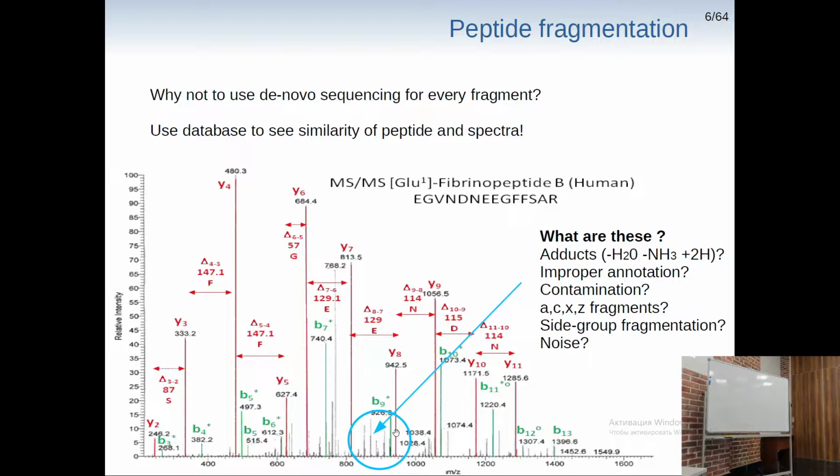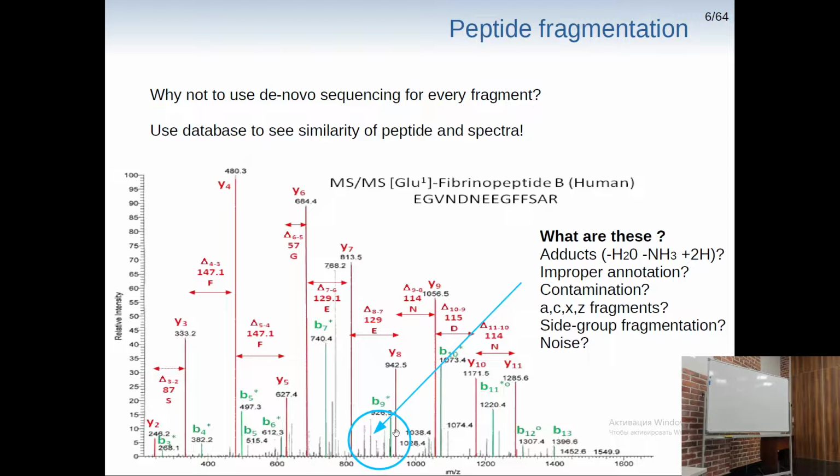Also, we know about adducts. Something can be added. For instance, we've already discussed sodium and potassium, but there are a lot of different adducts. For instance, you use acetonitrile, and acetonitrile can somehow be ionized with your ion of interest, adding some different weight. Also, it could be contamination, it could be some other fragment.